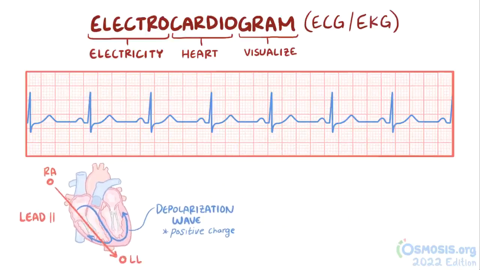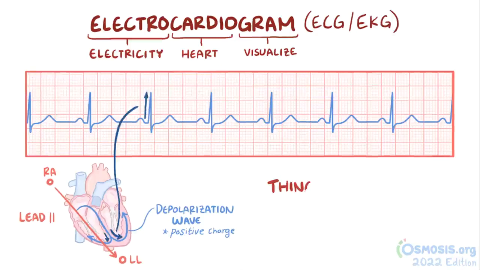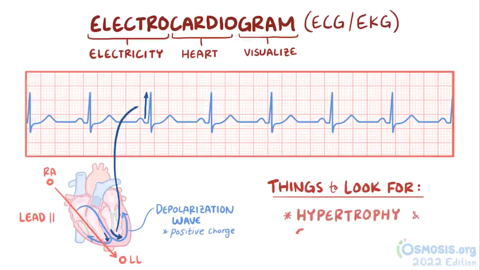So essentially, when the wave's moving toward the left leg electrode, you get a positive deflection, like this big positive deflection corresponding to the wave moving down into the left and right ventricles. Now, there are lots of things to look for when reading an ECG, and one of them includes figuring out if part of the heart has undergone hypertrophy or enlargement.